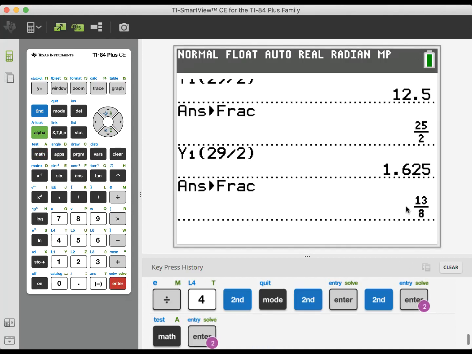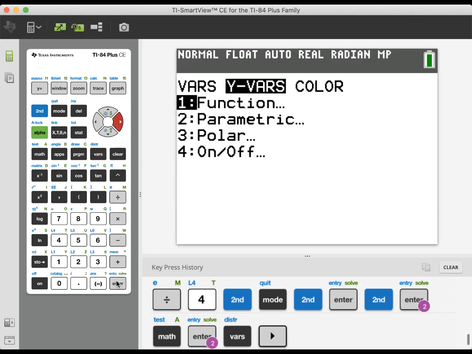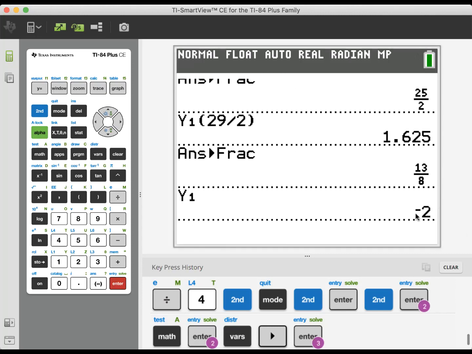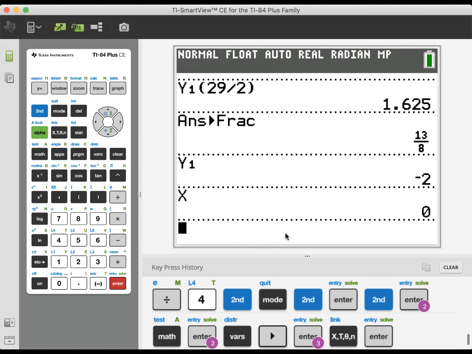Good. Now, if we go into vars right 1, enter, and if we just click enter again, it's going to give us some random number. You probably won't get -2. It's probably going to be some other random value. The reason why is because if you click X right here and then enter, that's telling you what the calculator is seeing as your X value at the moment. Right now mine is 0, but yours may not be. It just depends on what someone else has given it previously.